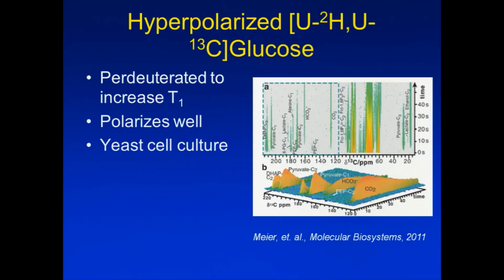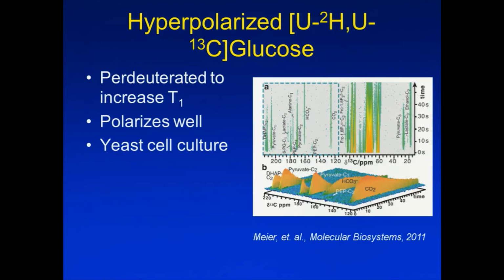Now, we can do something very similar to that in hyperpolarization. In this case, this is some very nice work done with uniformly deuterated, uniformly C13 labeled glucose, actually in yeast cell culture. In this experiment, the reason we've put these deuterons on here is to try to increase the T1 of the sample. It polarizes well.